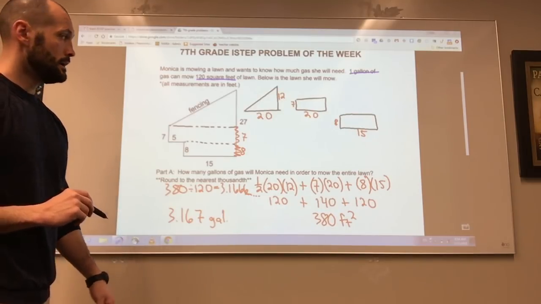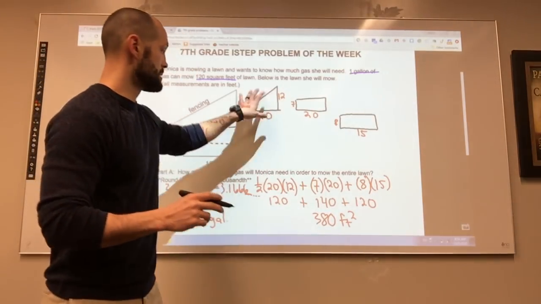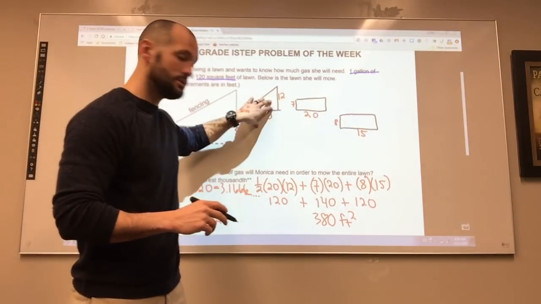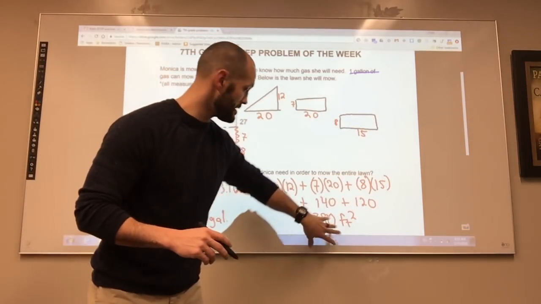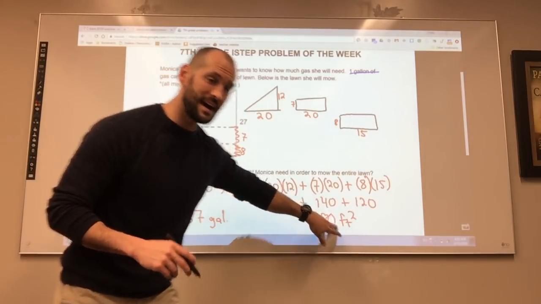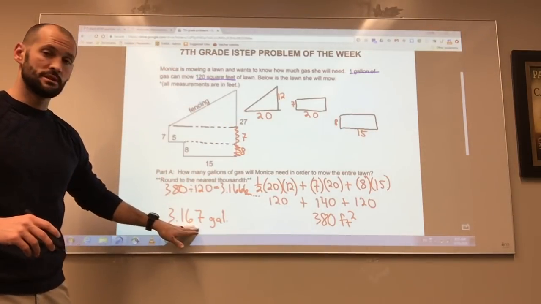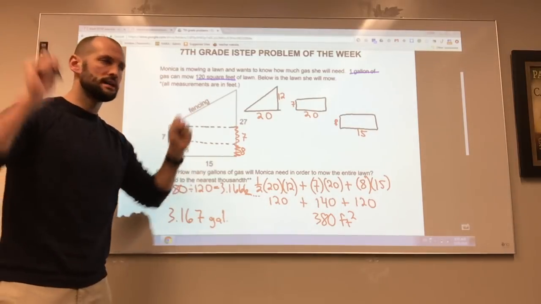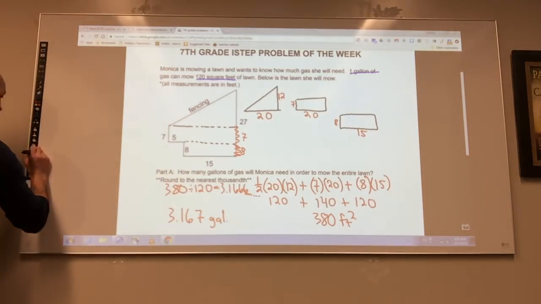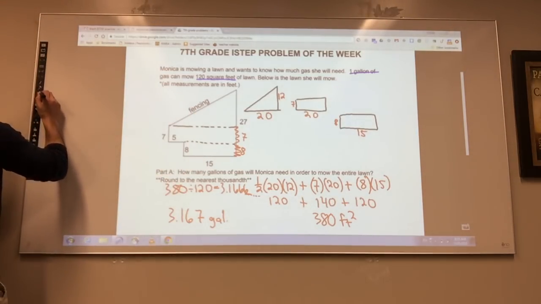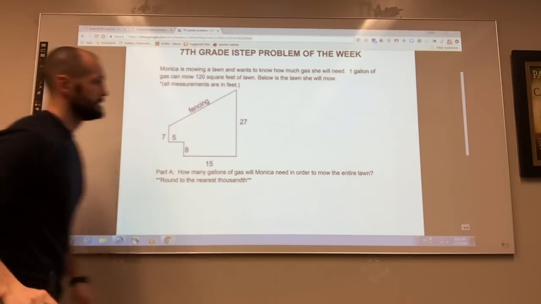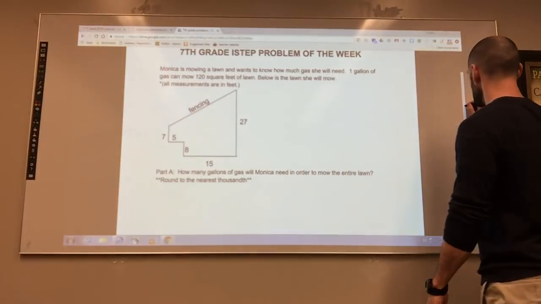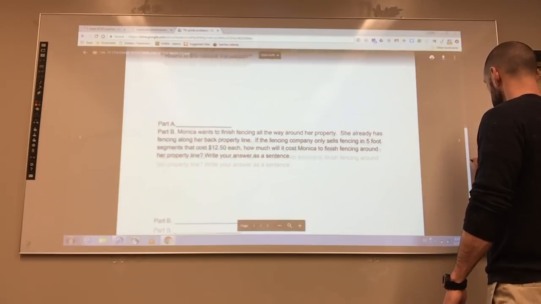Okay? Took a while. Got to break it up into the shapes, identify units, find individual areas and add them together, and then divide that by our unit rate to determine the total number of gallons. Tough one. Oh, and by the way, we're not done. Let's go. Now, the beginning of part B was a little easier, and then it had a conceptual piece to it.